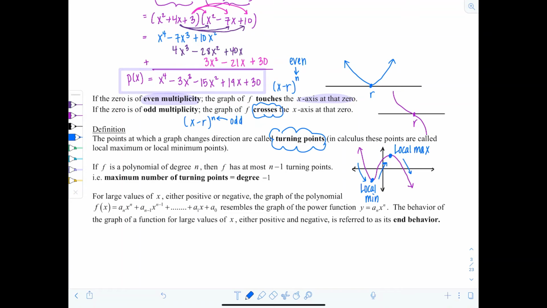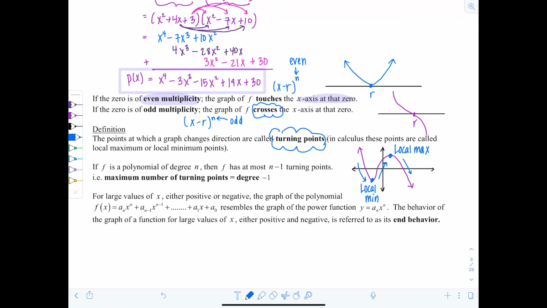So we have some interesting facts about these turning points. Whatever degree the polynomial is, it has one less than that as its possible maximum number of turning points. What the heck does that mean? So if you have a degree 3 polynomial, at most it'll have 2 turning points because 3 minus 1 is 2. If you have a degree 8 polynomial, at most it'll have 7 turning points because 8 minus 1 is 7. It could have less than that, but that's the maximum possible, n minus 1.